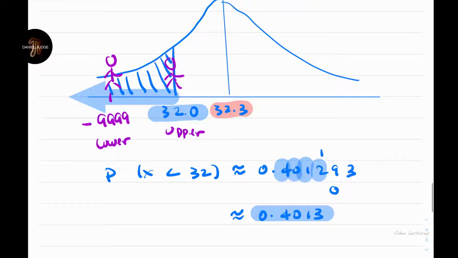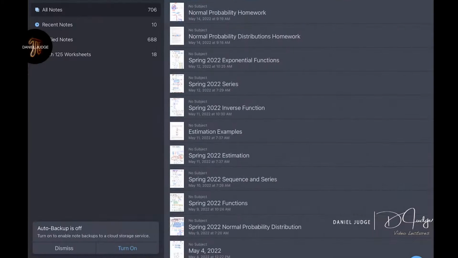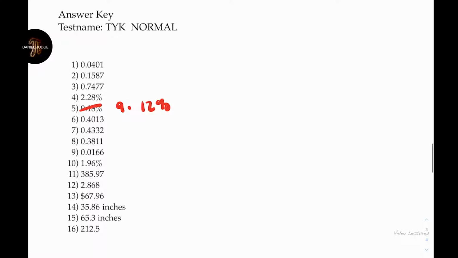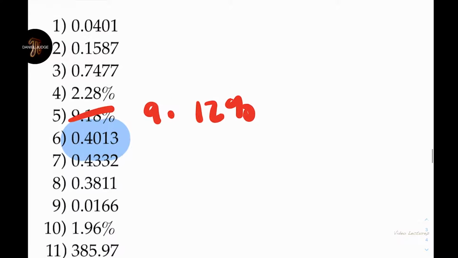Now remember, in the old days, they used a table. So here's 0.4013. And let's double check. Number 6. And it looks like this time with the table, all is well. And yes, they asked for probability. So there's your answer for number 6.